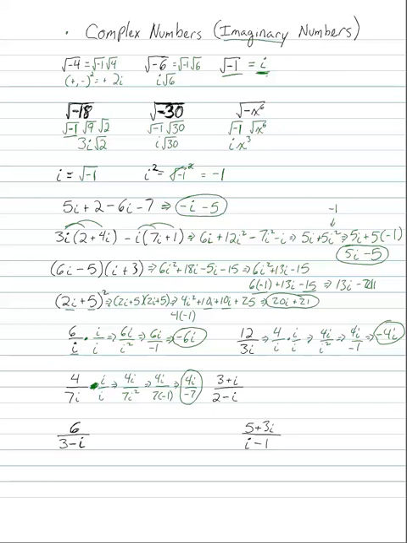Let's try last three. Say I have 3 plus i over 2 minus i. This time I still have a radical in the denominator. I have the i in the denominator, but I have a binomial. I have two terms in the denominator. I know when I have a binomial with a radical, that I need to multiply top and bottom by the conjugate. So I need to multiply top and bottom by the binomial, but change the middle sign.